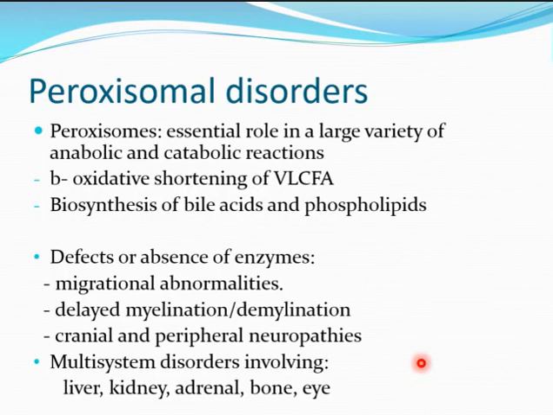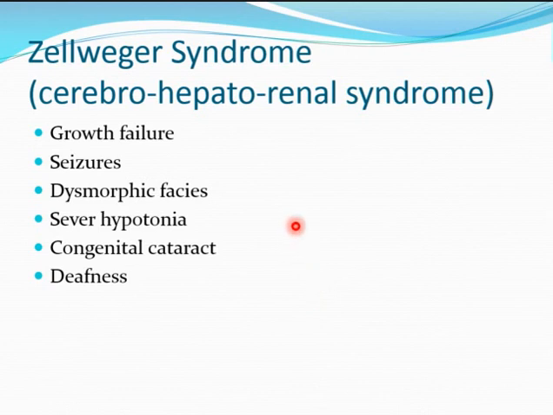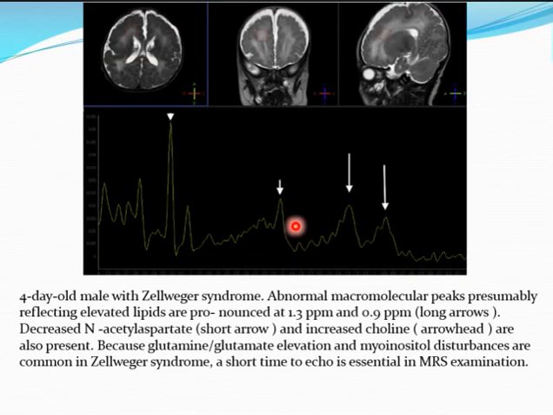Peroxisomal disorders. Peroxisomes have a very important role in a variety of anabolic and catabolic reactions. So defects or absence of enzymes of peroxisomal origin will cause migrational anomalies, delayed myelination, demyelination, cranial and peripheral neuropathies, and multisystem disorder involving liver, kidney, adrenal, bone, and eye. For example, Zellweger syndrome, also known as cerebrohepatorenal syndrome, causes growth failure, seizure, dysmorphic facies, deafness, congenital cataracts, things like that.